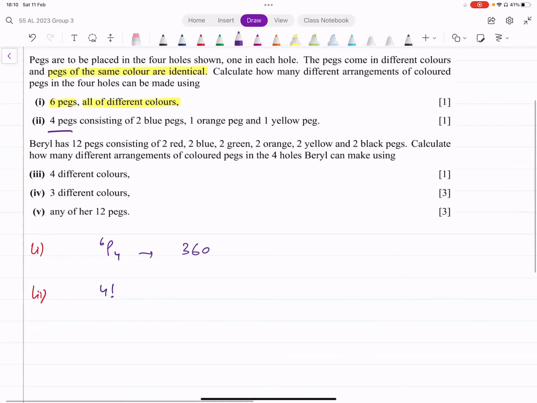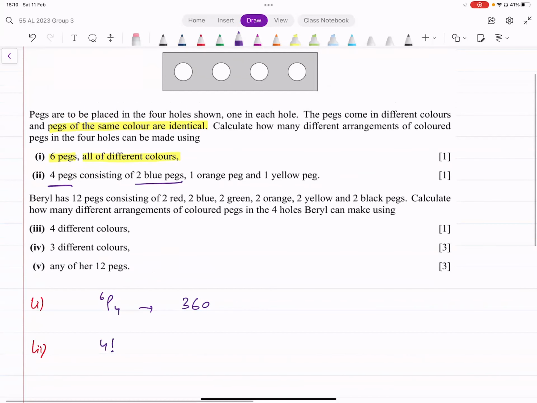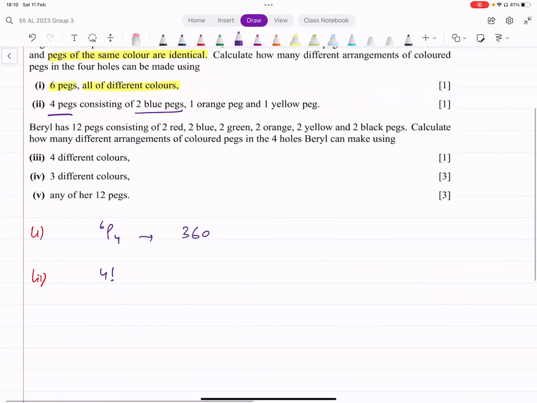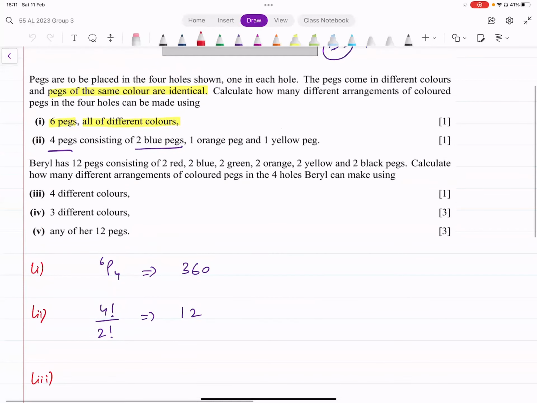But then you have 2 blue pegs, right? So it's like 2 blue, and then you have orange and yellow. Since the 2 blue pegs are identical, you have to divide by 2 factorial because of that. To remove repetitions, you divide by that, and that gives you 24 over 2, which is 12. That's the second part. The first 2 parts were pretty straightforward. Let's look at part 3 now.